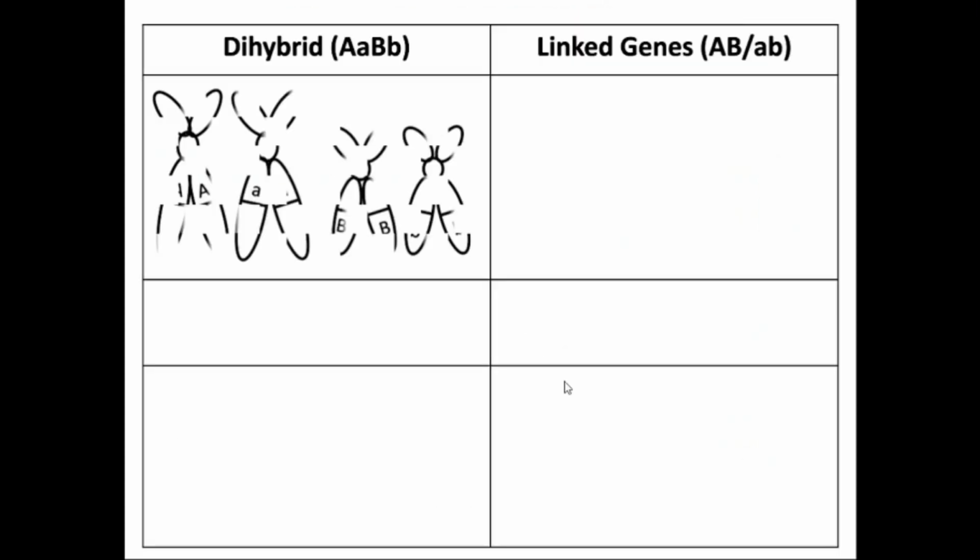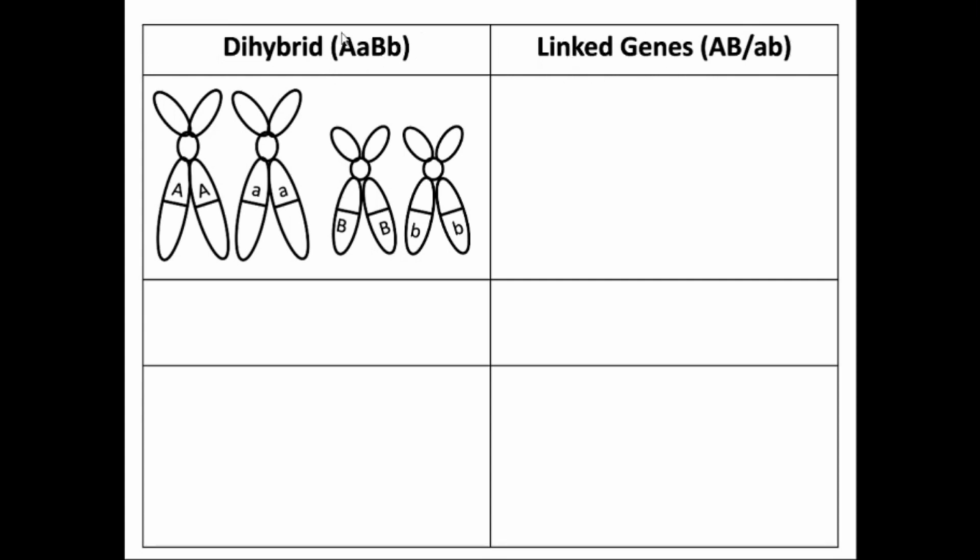For the linked genes here, since they are genes on the same chromosome, they are linked together. So such genes do not obey the Mendelian law because they do not undergo independent assortment. Thus, they are inherited together unless they are separated by crossing over during prophase 1 of meiosis. So if we look at this table, we are comparing the dihybrid and also the linked genes here.